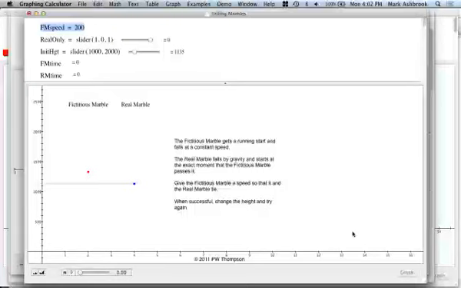Okay, so I'll read this. The writing's a little small. This says the fictitious marble, this one on the left, the red one, gets a running start and falls at a constant speed. The real marble falls by gravity and starts the exact moment that the fictitious marble passes it. So when it passes it and they're at the same height, that's when the real marble, the blue one on the right, starts to fall. Give the fictitious marble a head start. Let's do that. So by hitting the slider, head start, running start, it releases the blue one, and then they look at it.